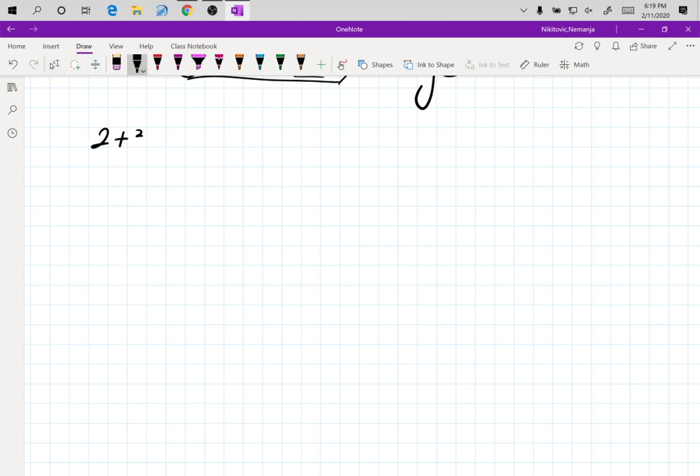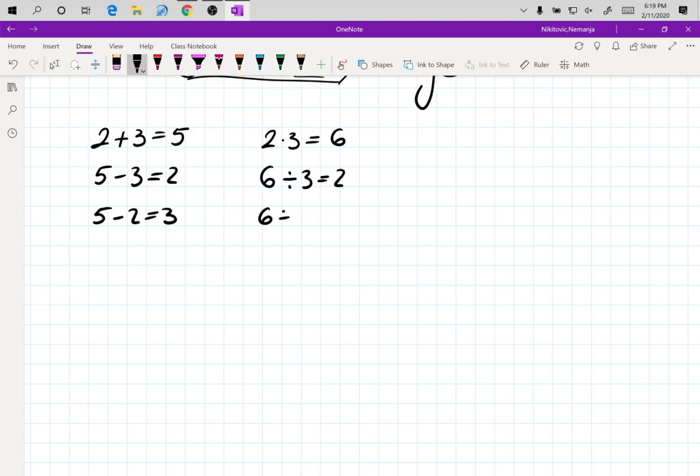2 plus 3 is, and then 5 minus 3 is, and 5 minus 2 is, beautiful. 2 times 3 is, and 6 divided by 3 is, and 6 divided by 2 is. You see what I'm doing? I'm using the operation, and then I undo that operation with the opposite operation, and I'm able to recover 2 and 3, which created 5. Same happens with multiplication and 6. I'm able to recover 2 and 3 by using division.